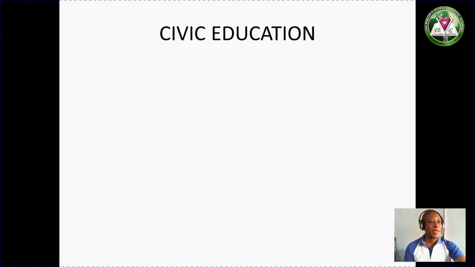The second objective is that we are going to be able to mention different areas where one can be self-employed. Our third objective is that we are going to be able to say the need or importance of self-employment. And lastly, we are going to know the sources of funding of self-employment.